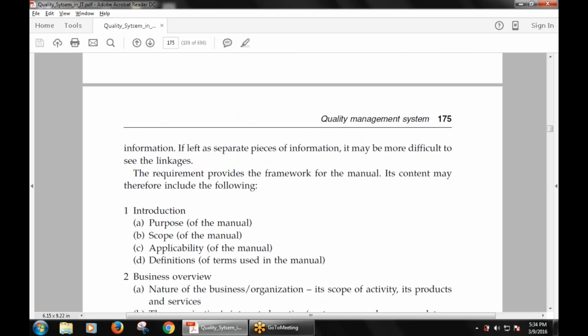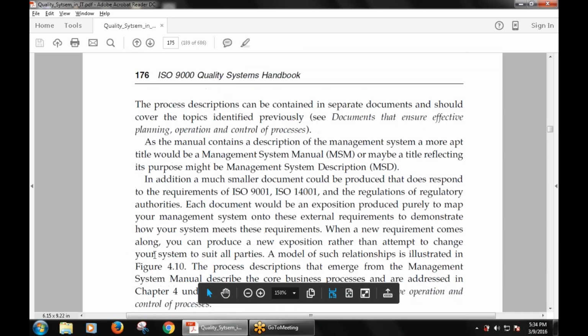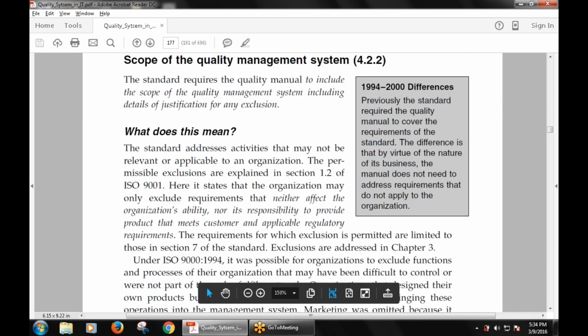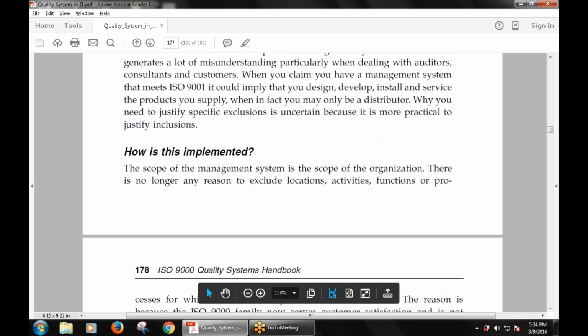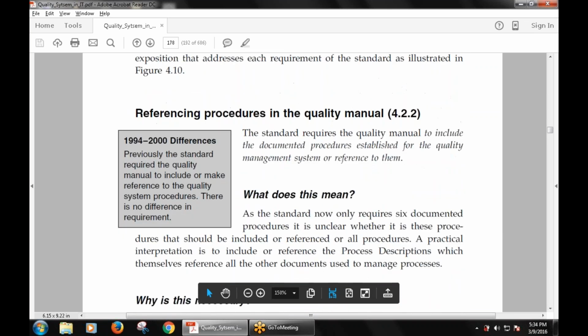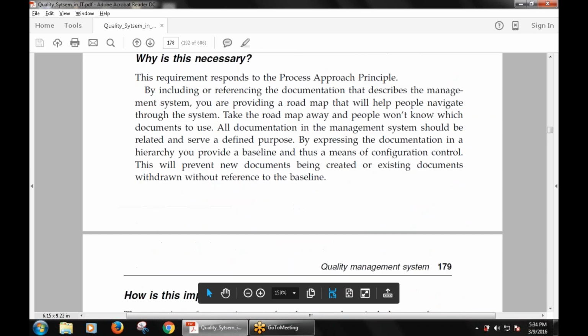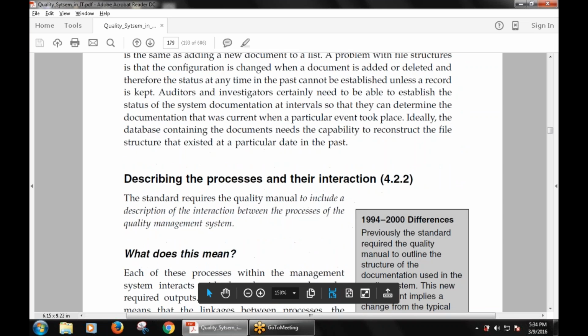Then how it is implemented, it is implemented to see the difficulties and leakages that are available for the more difficult manual. And the requirement provides the framework for the manual. Its contents may therefore include the following: the introduction, what is the main purpose, scope, applicability, definitions. Then the scope of the quality management system, how it is implemented. Then reference procedures in the quality manual, that is, what are the various reference manuals that are used in the quality management, how it is implemented.